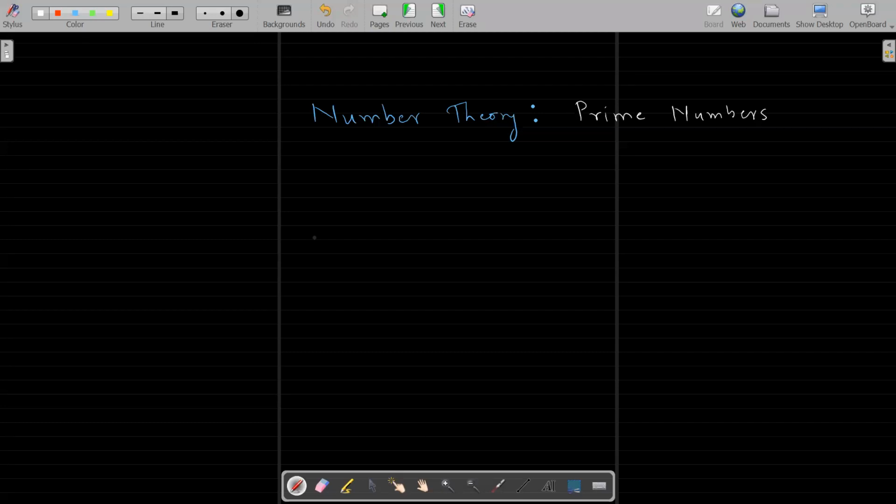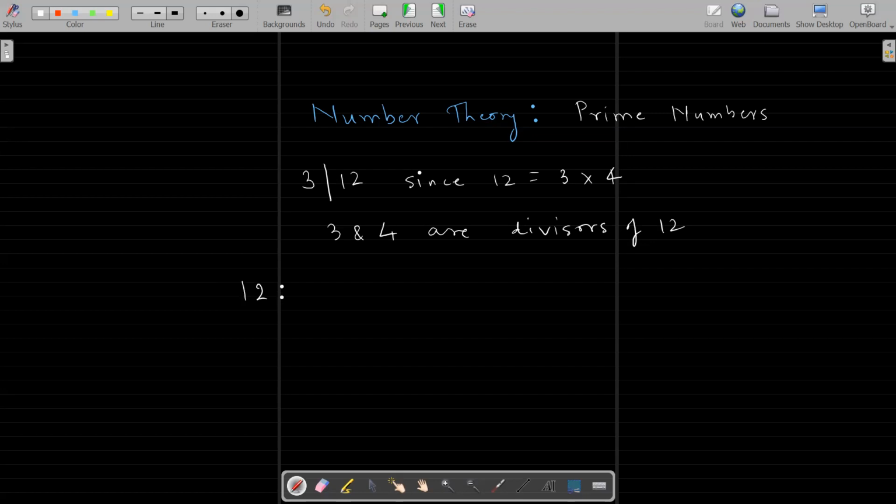Yeah. So let's recall the definition of divisibility. So we said 3 divides 12, and this was the notation. Why? Since 12 I can write as 3 into something, 3 into some integer, that is 3 into 4. So we say 3 and 4 are factors or divisors of 12. Okay. Now for 12, can you tell me all positive divisors?